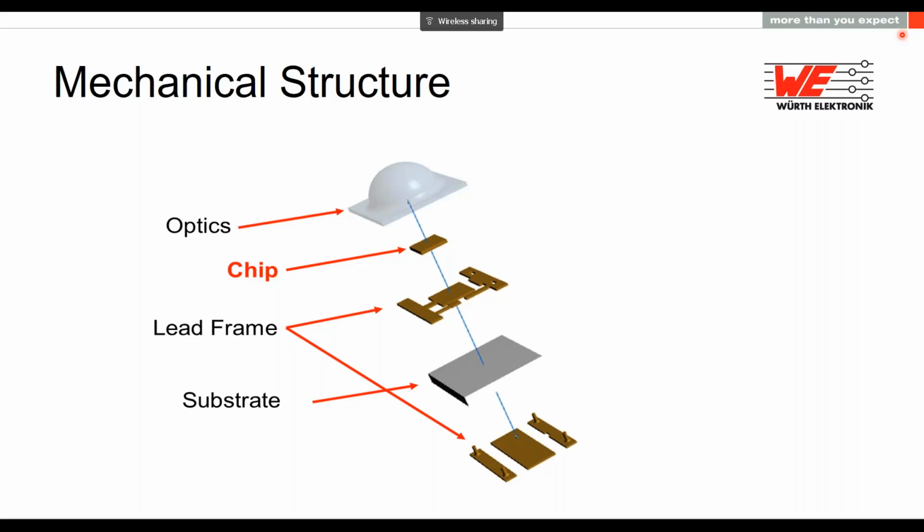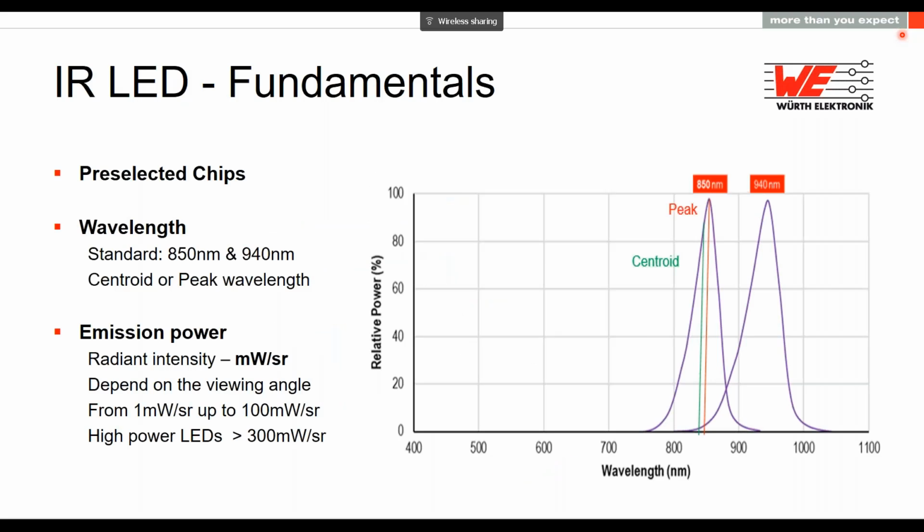Now I would like to turn your attention on the different parameters that come from this structure. First of all is the emitter. Emitters with the standard infrared light emitting technology have two wavelengths, 850 and 940 nanometers. We offer both of those standard wavelengths with all our packages, and I will show the different forms and pictures later. And the most important here, we provide the peak and centroid wavelength.